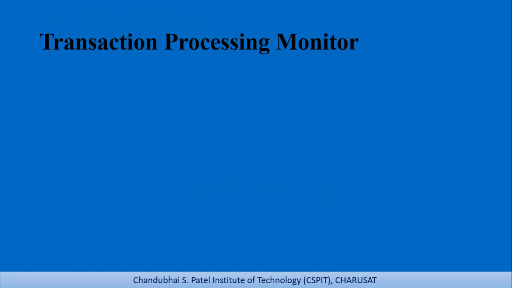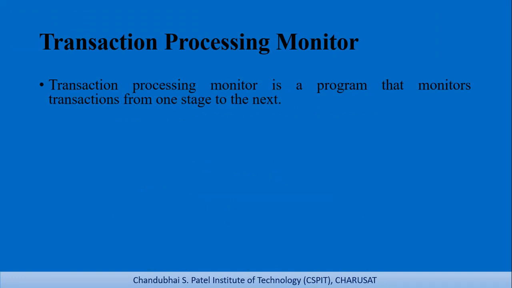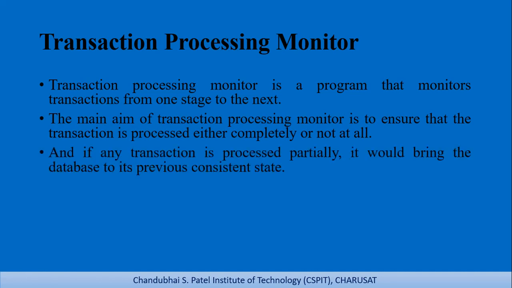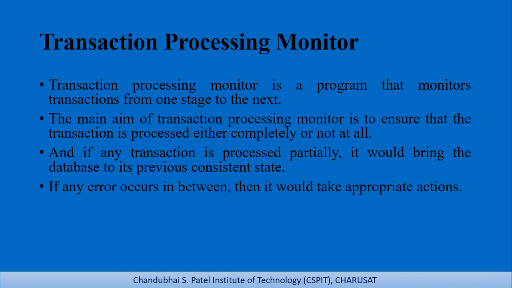So now let us start with our first topic, that is the transaction processing monitor. The word itself depicts that it monitors something. So, in the context of transactions, it monitors a single transaction from one stage to another, and it takes care that every transaction is processed either completely or not at all. Its responsibility is also to ensure that each transaction leads the database to a consistent state. So if any error occurs in between, then as per the decided transactional workflow, it should take appropriate action and bring the database to its previous consistent state.